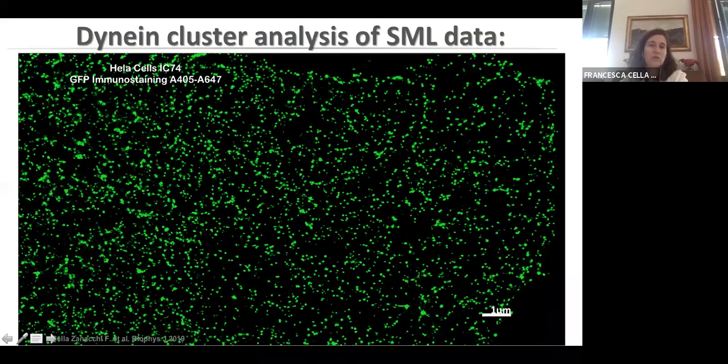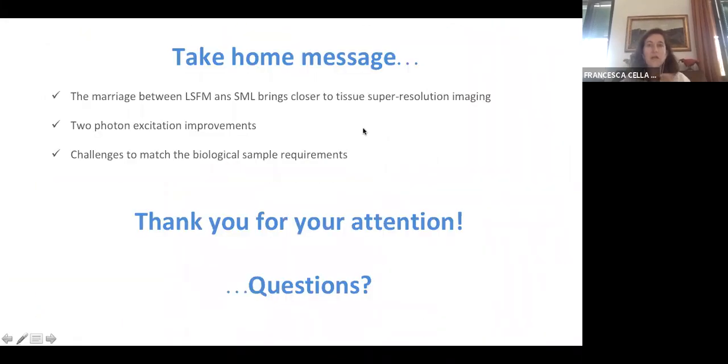I just wanted to give you the take-home message and make a brief recap of what we talked about. So we spoke in detail about how the marriage between light sheet fluorescence microscopy and super resolution, in particular single molecule localization microscopy, can bring us closer to a real tissue super resolution technique. So how we can really think about doing successful super resolution imaging in tissues.